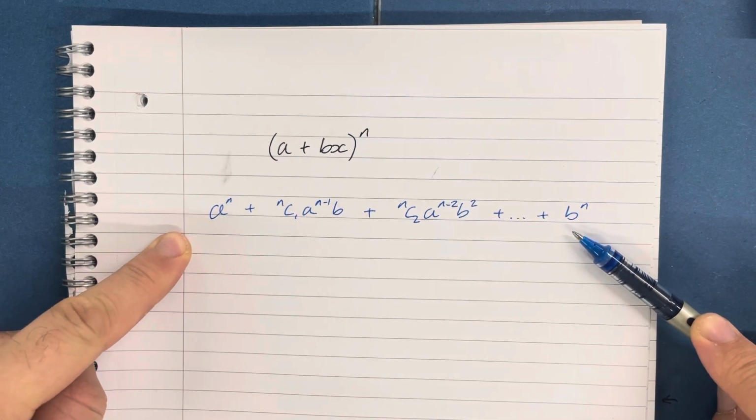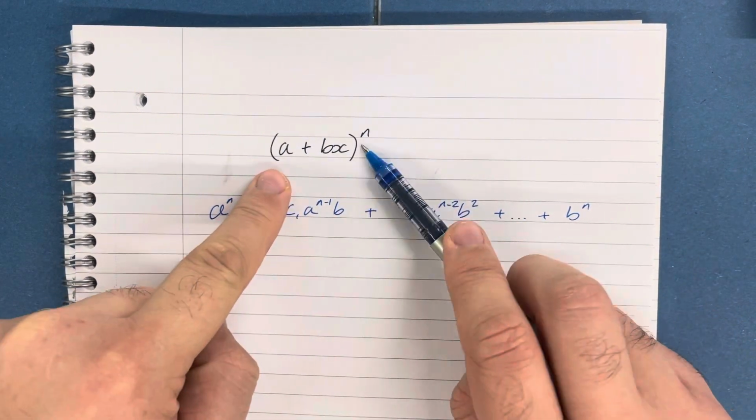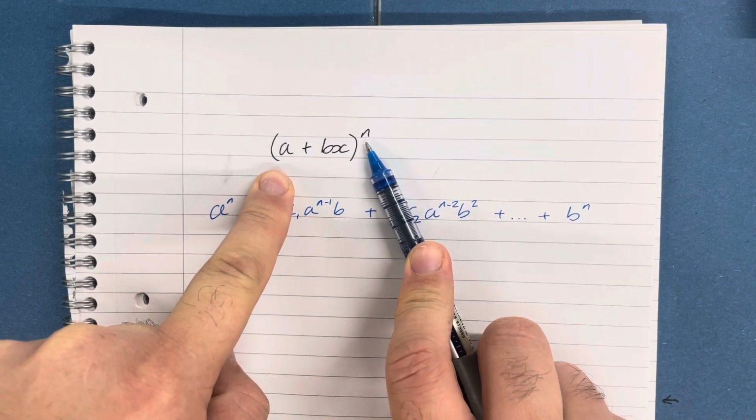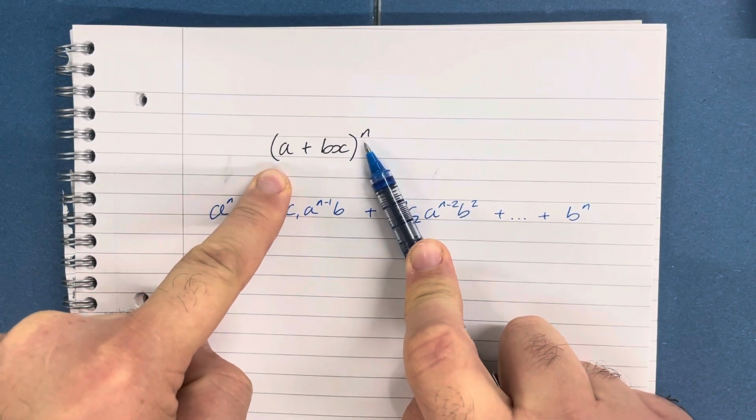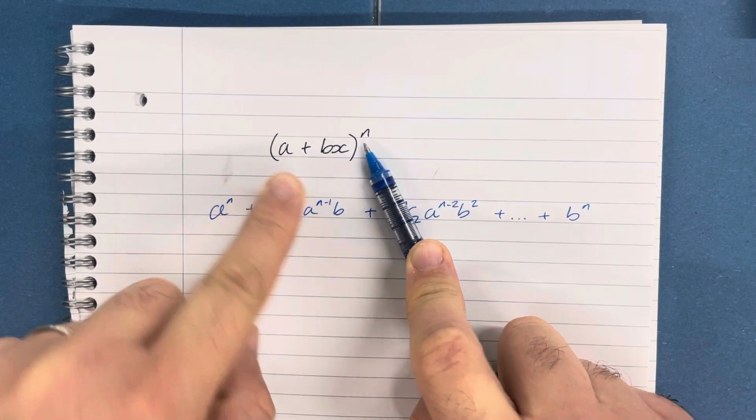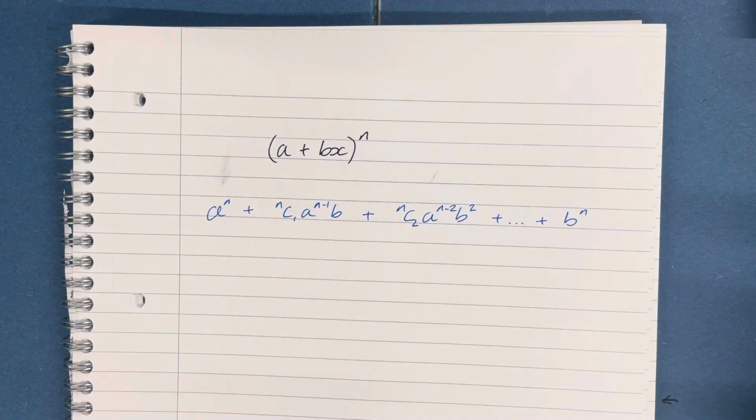In year 13, we look at cases like this, where n is not a positive integer. It could be a fraction, or it could be a negative number. So how do we go about doing that?